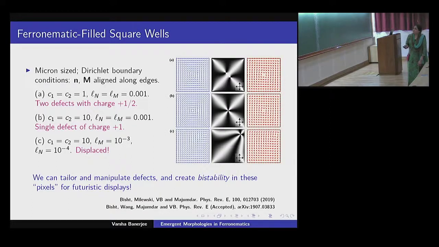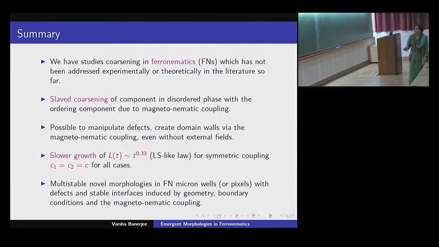Okay? So here we put the system in confinement, and in this case we took different diffusion constants for the two components, and we found that by playing around with these 4 parameters, we could tailor and manipulate defects and create bistabilities in these square wells, which are actually being called pixels for futuristic displays. Okay? So that's the summary.